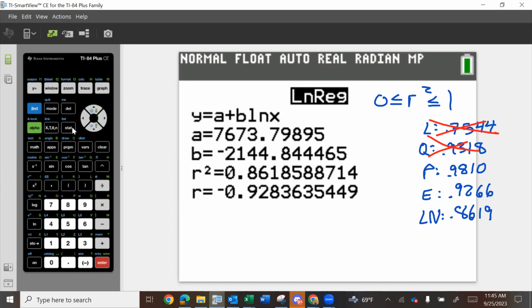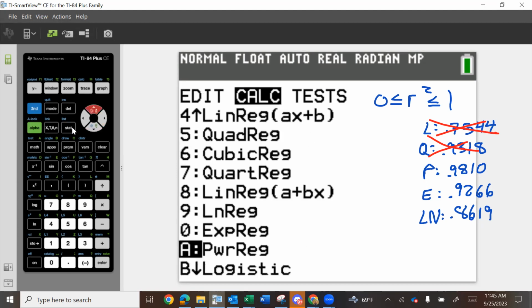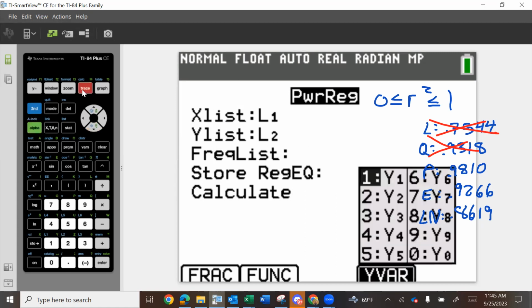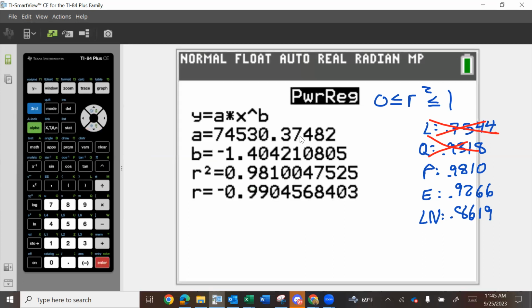So what I'm going to do instead, I'm going to show you a new trick here. For power model, I'm going to go down to the power there, and then I'm going to put my cursor right here. And I'm going to say, hey, calculator, I want to store the regression equation somewhere. I'm going to go green, trace, and I'm going to pick Y1. So now when I hit calculate, it's going to store the equation in Y1. I still get the same equation, and the same R squared value, the .9810.